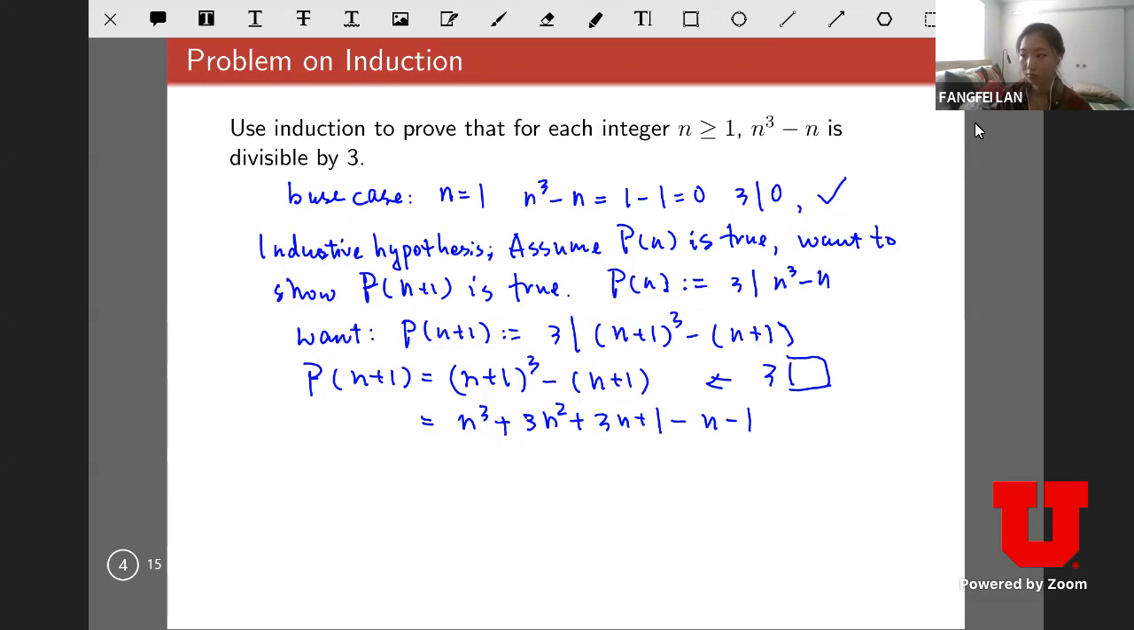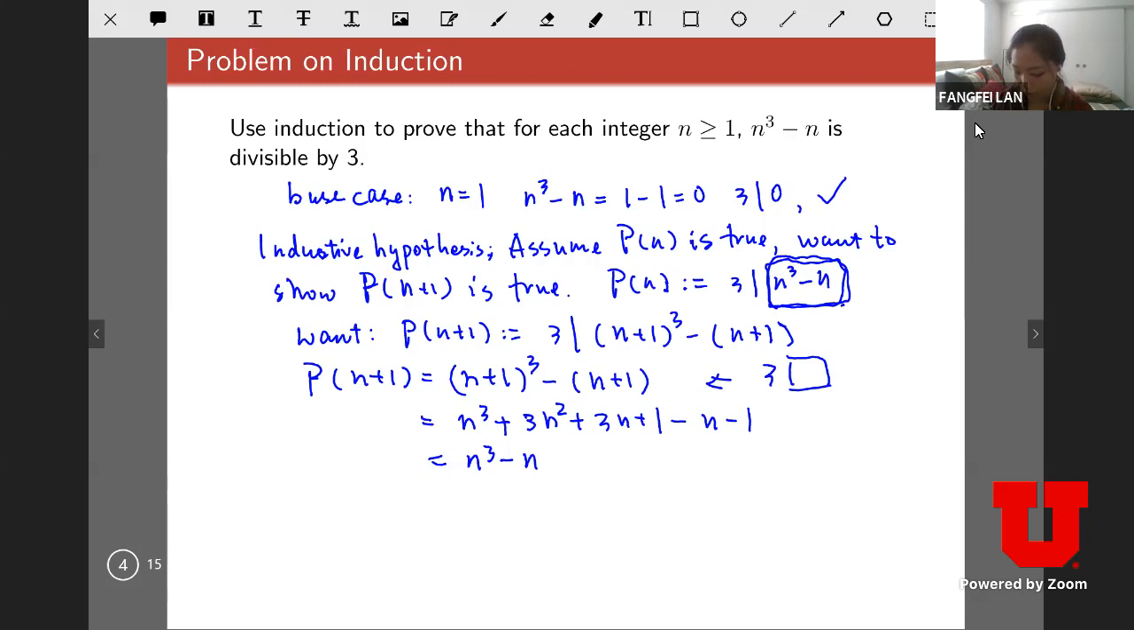And then we're just gonna have n cubed minus, actually, yes, minus n. So remember that we have this right here. So we want this part to show up in our n plus 1 formula. What we want is for this n cubed minus n to be part of the Pn plus 1 formula.